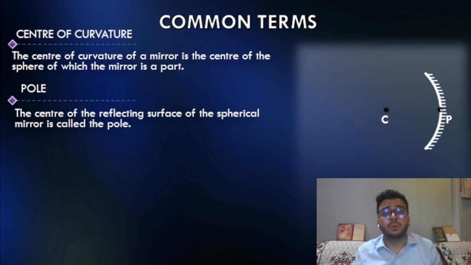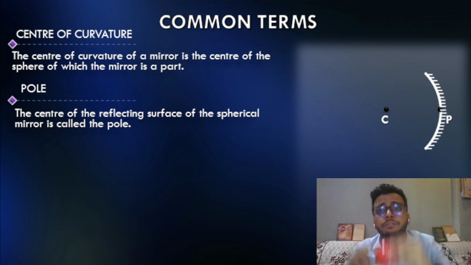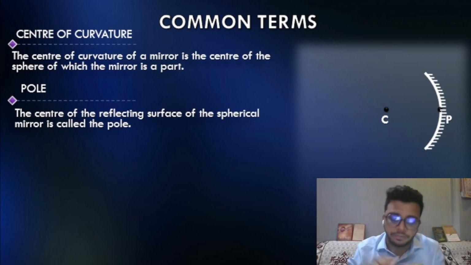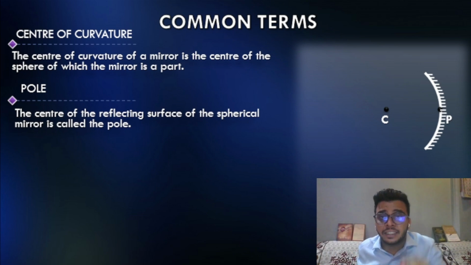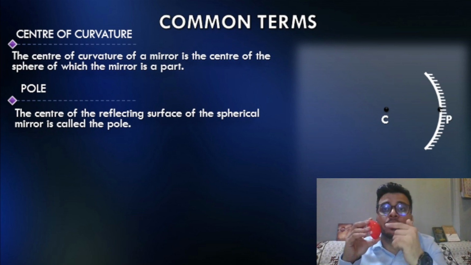So usually students get confused with this, like now of this sphere, the center of this sphere will be known as center of curvature, which is inside, whereas the center point of this mirror surface is known as pole.